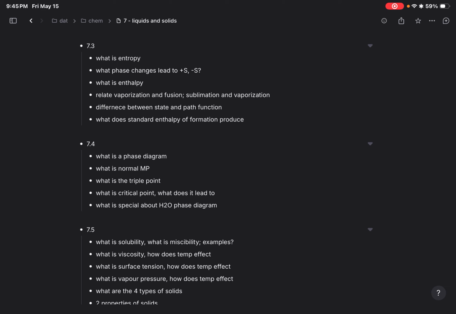So, okay, what does standard enthalpy of formation produce? In that reaction, you have to produce 1 mole of substance. Well, I got this practice question wrong. That's why I put the question there.